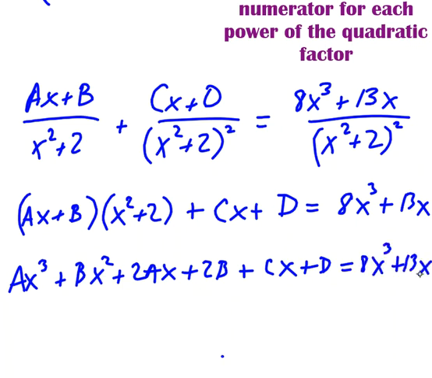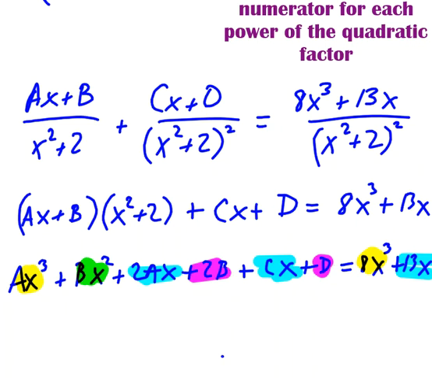In each of these pieces now, I have x cubed and x cubed. I have x squared and no x squared, so that is going to be 0x squared. 2Ax and Cx is 13x. And then constants is equal to 0 on the other side again.